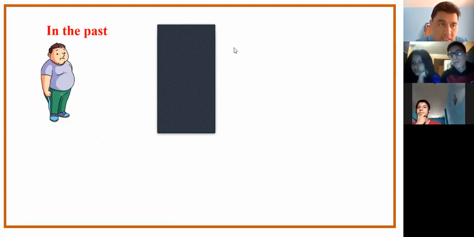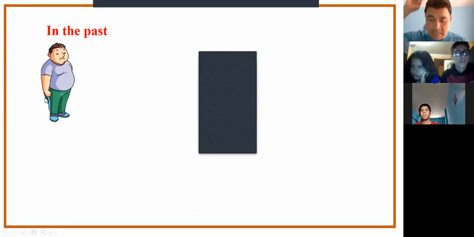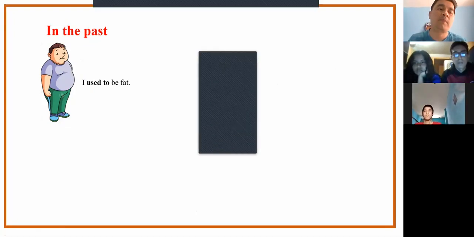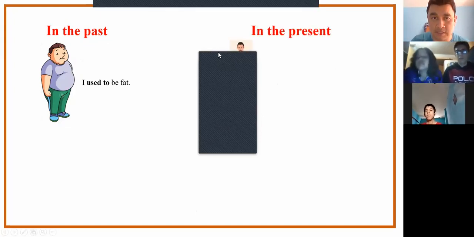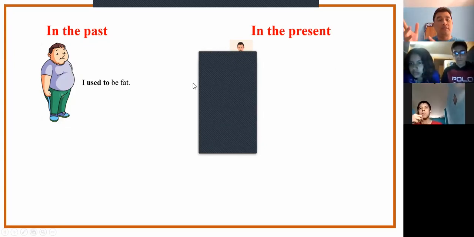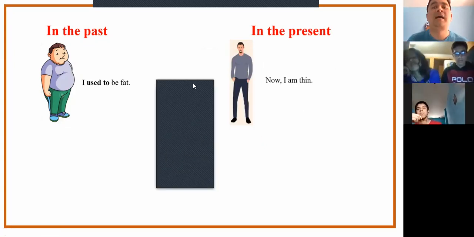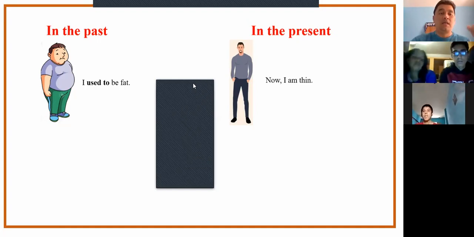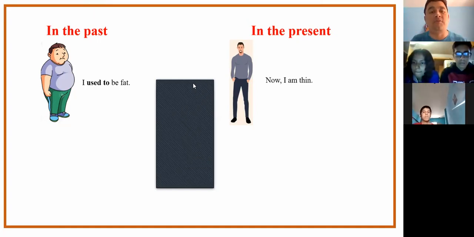Next one, for example, this person in the past used to be fat, correct? Gordito. In the past. But now in the present, let me move this so you can see. You see the difference? In the present, now I am thin. So in the past, I used to be fat. In the present, now I am thin. So that would be a state.